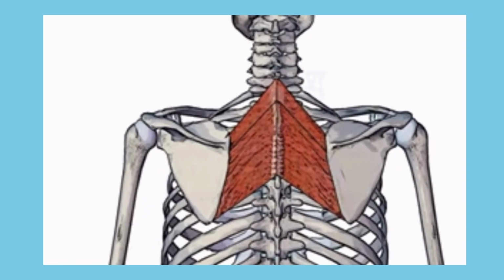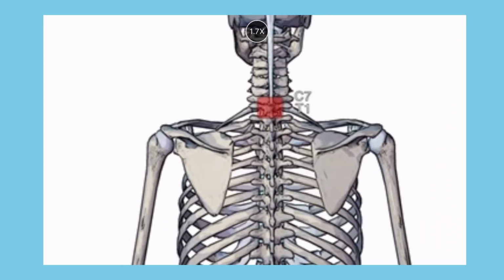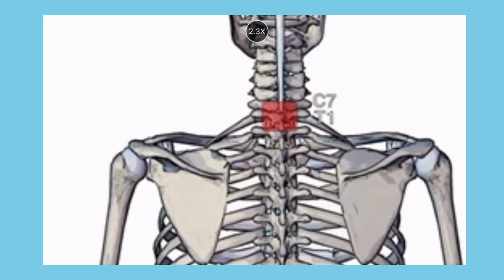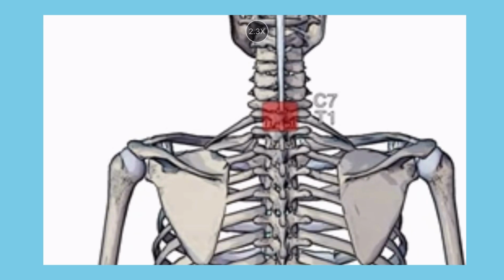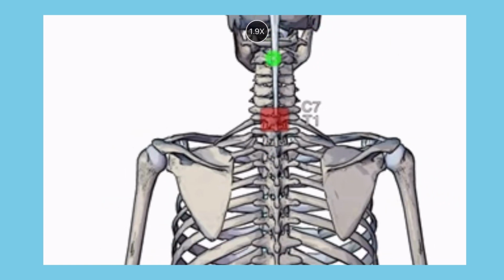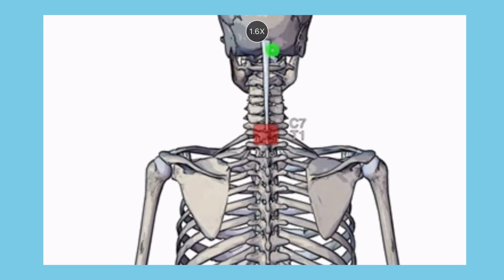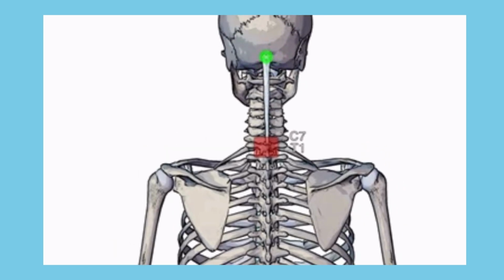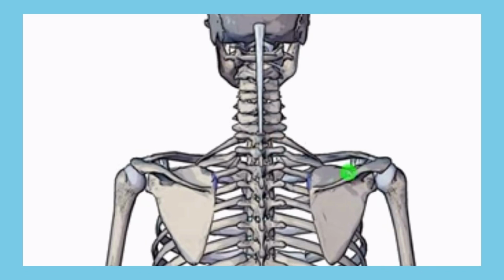Let us now see the two rhomboids, that is the minor and the major. Let us first see the rhomboid minor. Origin at the spines of C7 and T1, as we can see here, and the lower part of ligamentum nuchae, which begins at the external occipital protuberance and comes down till the C7 spine, as we can see here. It is inserted in the base of the triangular area at the root of the spine of the scapula, as it is highlighted here.